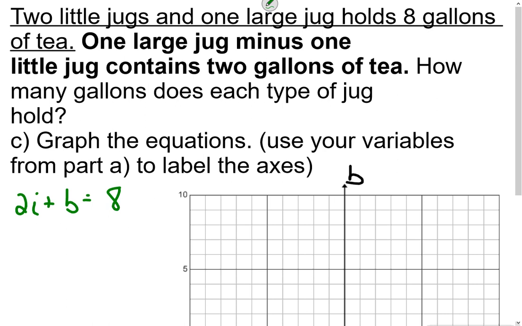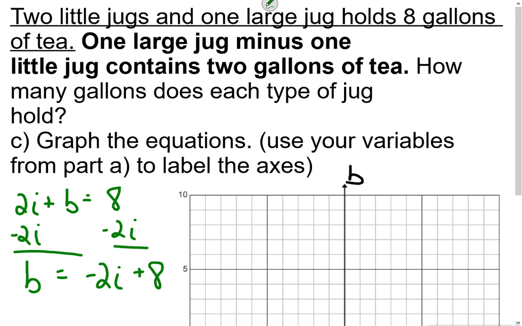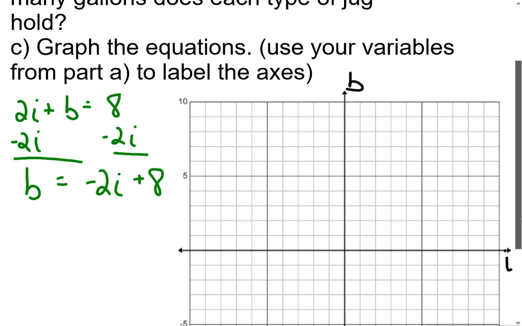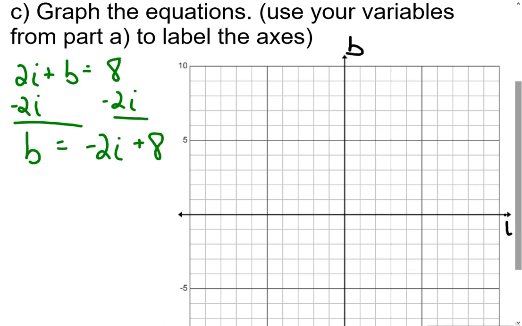And again, I said I have to get it to say b equals, because that would be like getting it to say y equals. To do that, I just have to subtract 2i from both sides. And now I have b, or y, equals negative 2i, or negative 2x, plus 8. And then I can graph that. So I'm going to look at this. I'm going to graph it right away.